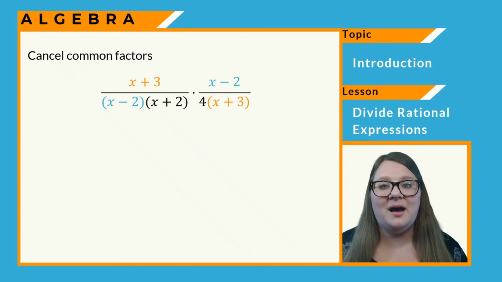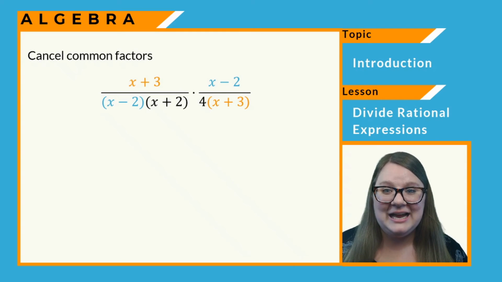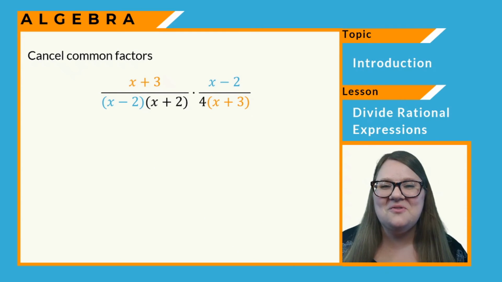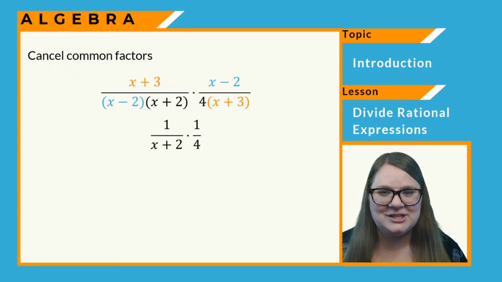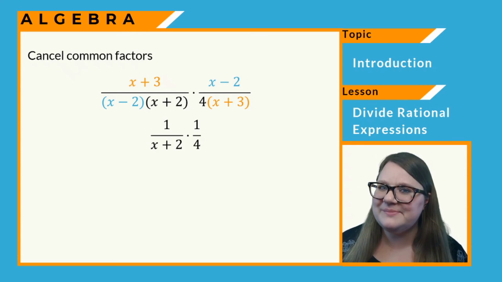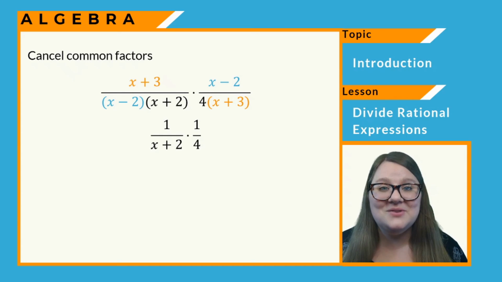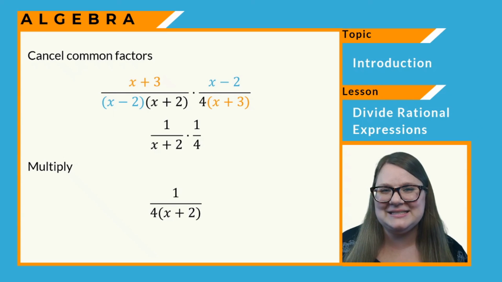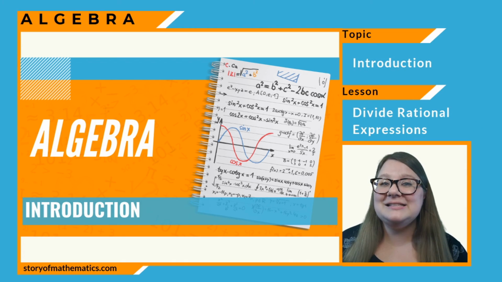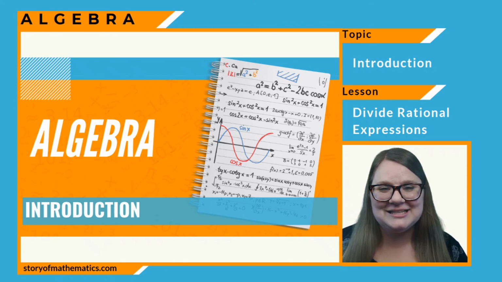Now, I can see that my common factors are x plus 3 and x minus 2. Once I cancel those out, I'm going to have 1 over x plus 2 as my first fraction, and 1 over 4 as my second fraction. When I multiply across, I'm now going to get 1 over 4 times x plus 2. And that is how you divide rational expressions.